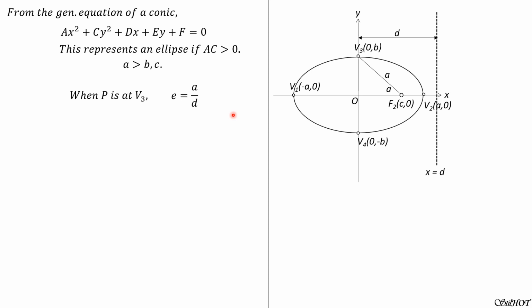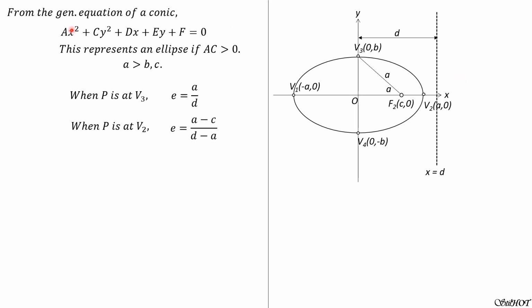When the moving point P is at V2, so when it is here, the distance of this moving point from the focus is A, because this is A, minus C. So this is A minus C, while the distance of this point from the directrix is D minus A. So eccentricity is also defined as A minus C over D minus A.